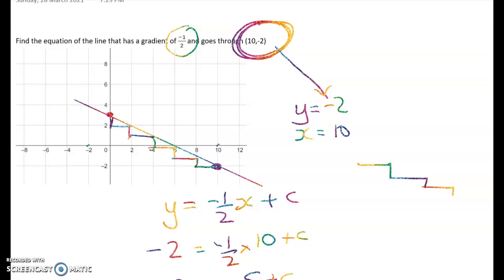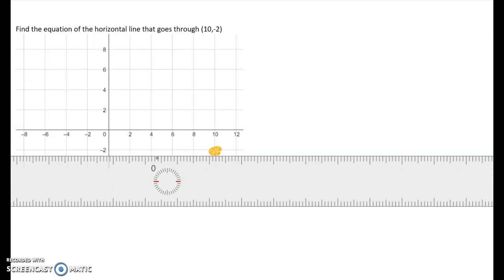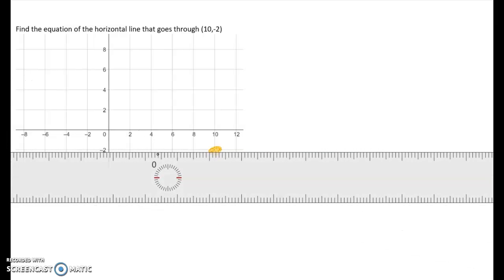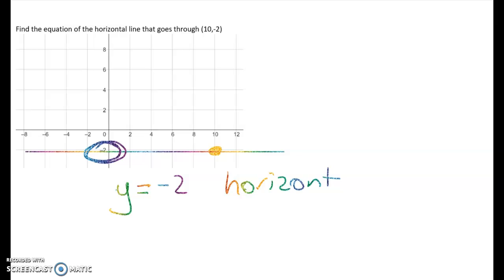Okay, now questions 4 and 5 are a bit different. Question 5 is asking for the horizontal line through the point 10, -2. So if we draw this on, I think this is the easiest way to see why we get what we get. There isn't any gradient in here, right? So there's my horizontal line. And it's all of the points that have a y value of -2. So I write that as y is equal to -2. So that's the format, as we've seen in class before, for a horizontal line.